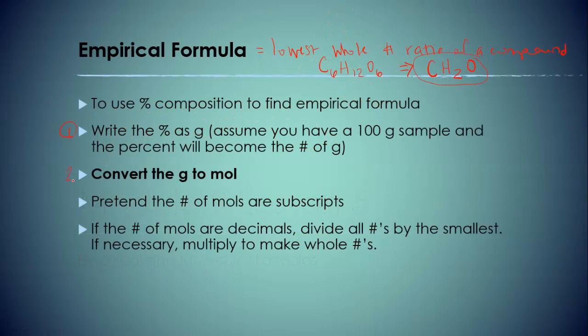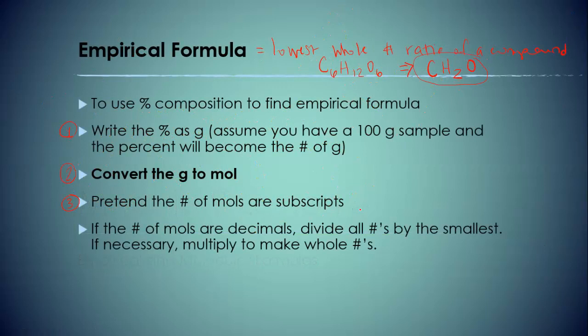Then step 2 is that we're going to convert the grams to moles. This is the mole step that we've learned in this module. You should know how to convert grams to moles using molar mass. The third step then is that we're going to pretend that the number of moles are the subscripts. So for example, if we end up with 2 moles of carbon, then that would mean C2. So the moles are going to turn into our subscripts.